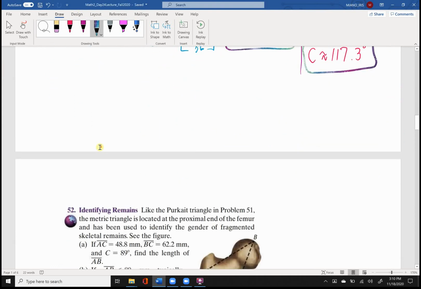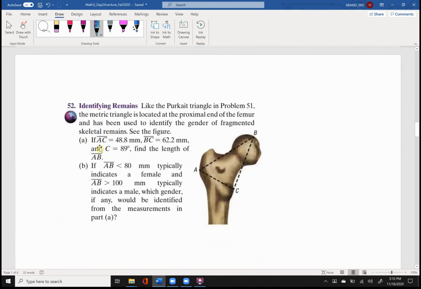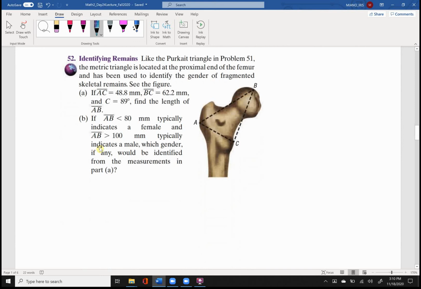Okay, moving on. So let's do a word problem. I thought this one was kind of interesting, identifying remains. So this is associated with paleontology, or maybe archaeology, or like forensic science, right? Could be attributed to what's going on here. In any event, let me read the prompt for you.